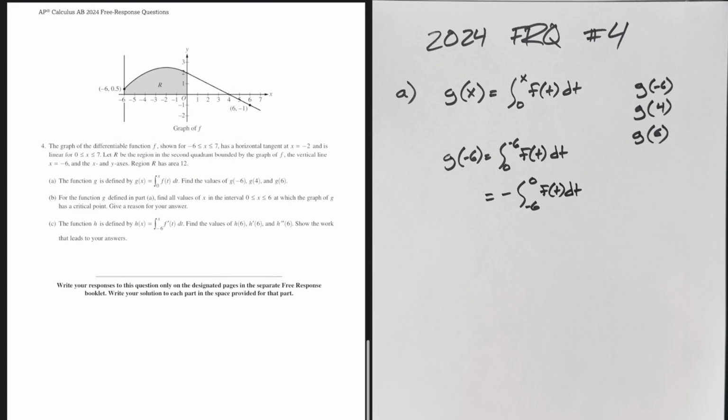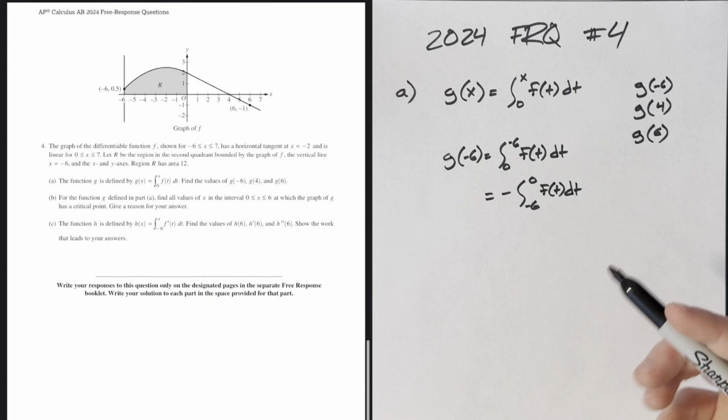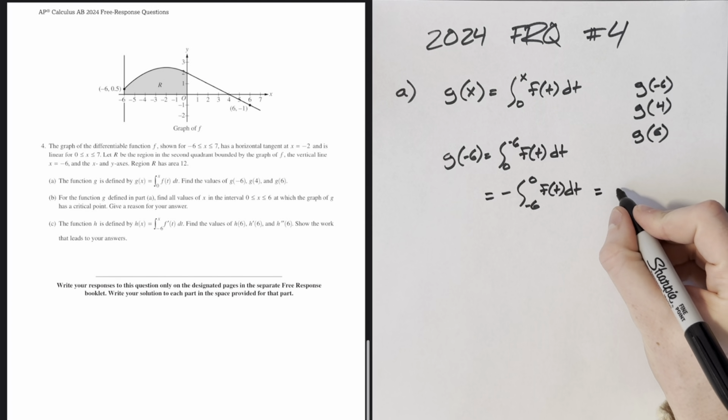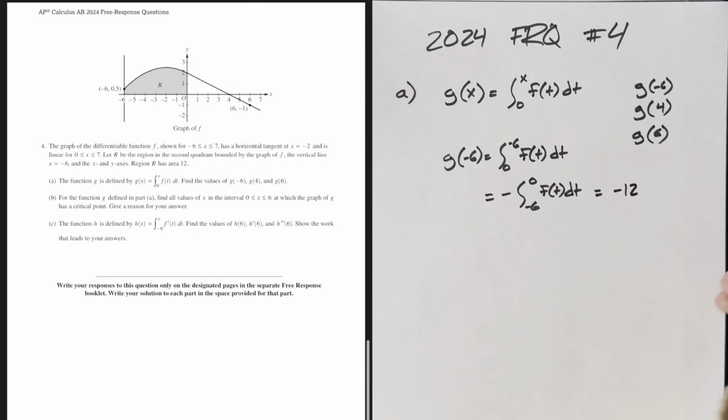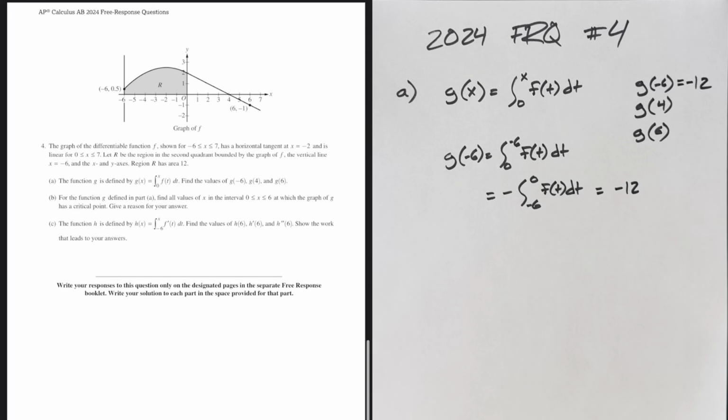And this integral represents the area of region R because it is the definite integral of a function above the x-axis. That'll represent the area. So we know this area is equal to +12, so this integral is equal to -12. Boom, we are done with our first one. I assume each of these parts was worth 1 point, and it was. So we got 1 out of 3 points so far. Let's move on to the second one.